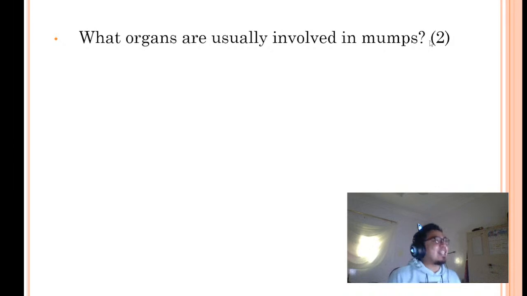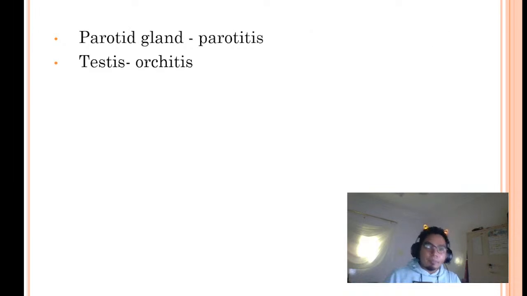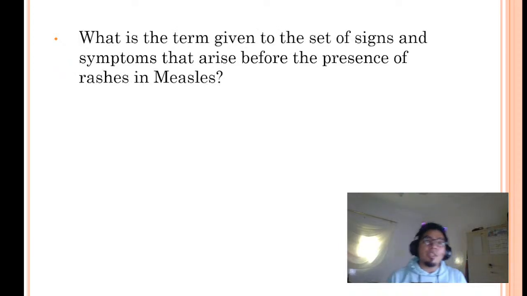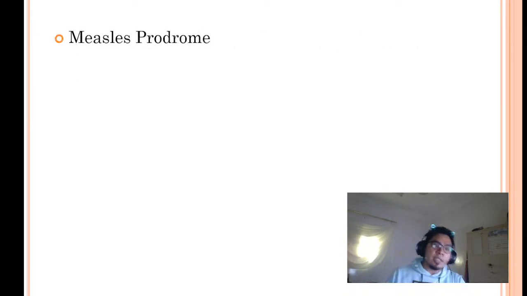What organs are usually involved in mumps? The parotid gland and the testes. So the parotid gland causes parotitis, the testes, orchitis. What is the term given to the set of signs and symptoms that arise prior to the rash in measles? It's a difficult question. Something to do with prodrome. Let's see the next slide. Yes, measles prodrome.